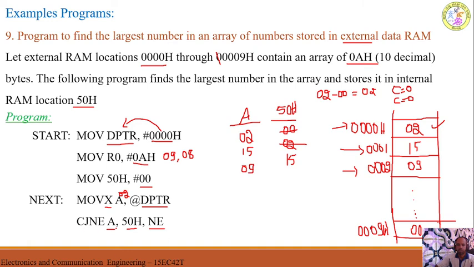Again CJNE A, 50H. Now what is the A content? 09, whereas the 50H content is 15. Now when you do the subtraction of 9 minus 15, we are subtracting a larger number from a smaller number, therefore borrow becomes 1, therefore carry becomes 1. You are going to get a carry now.